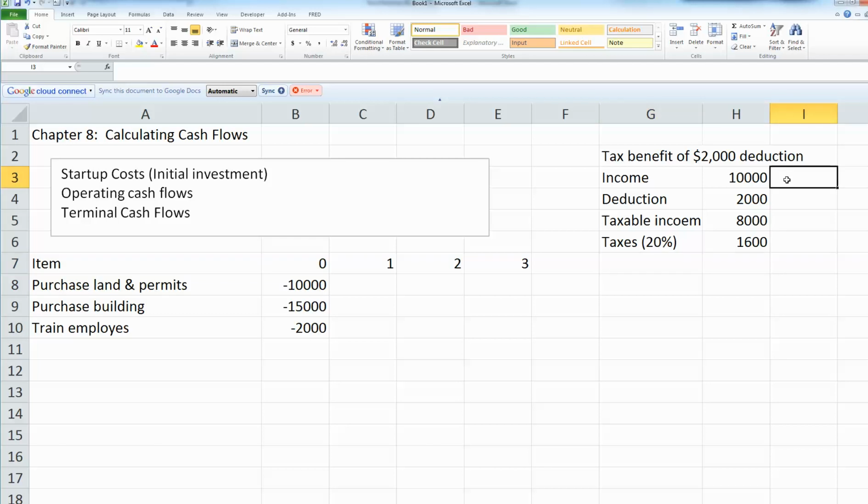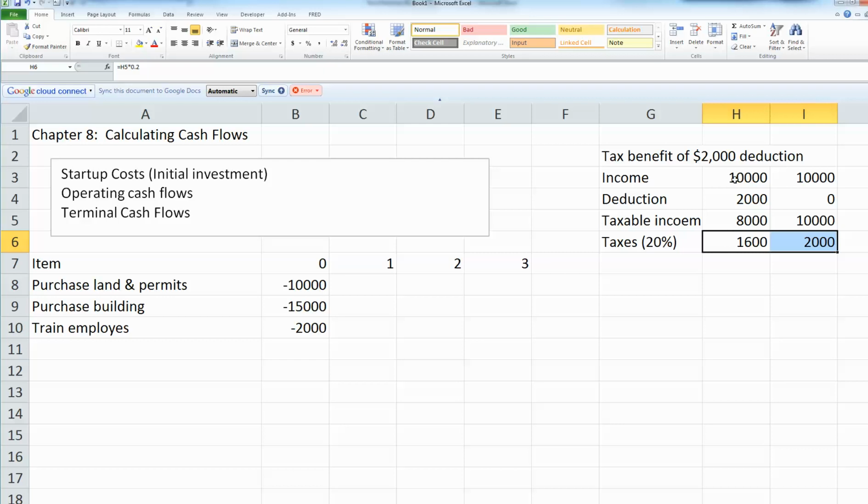Now let's go over to here and look at another company that doesn't have a $2,000 deduction. So they have no deductions at all. Their taxable income would be the $10,000 minus 0 deductions, or $10,000. And their taxes would be that $10,000 times the 20% tax rate, $2,000.